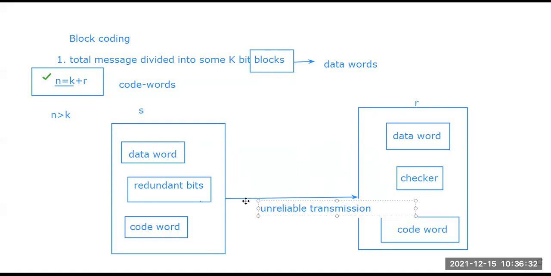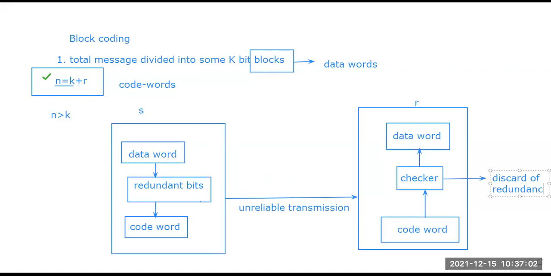So in this unreliable transmission process, some data words first get converted with some redundancy bits, then those redundancy bits move into the code word, and that code word is going to the process of the checker. And the checker will actually check and remove or discard the redundant bits. Here one more process is going to happen, that is the discard of redundancy bits. So the discarding of redundancy bits will happen, and then the original part of the data will be retrieved.